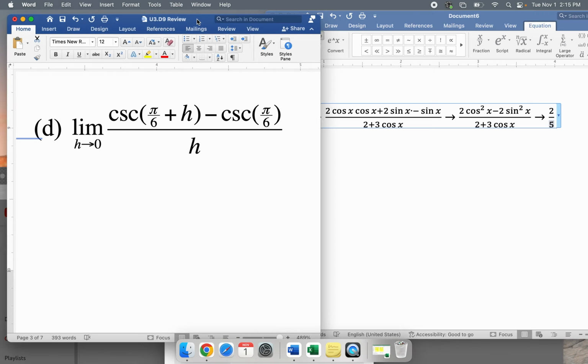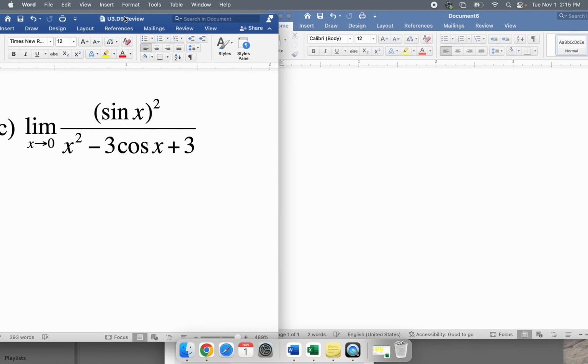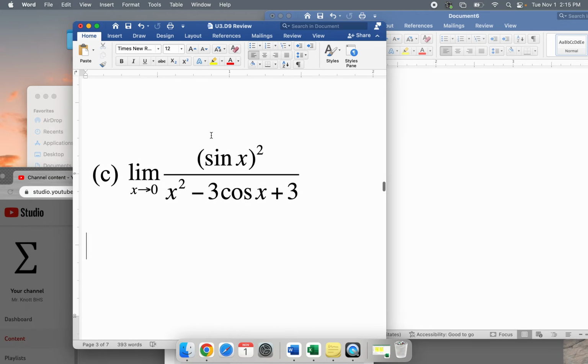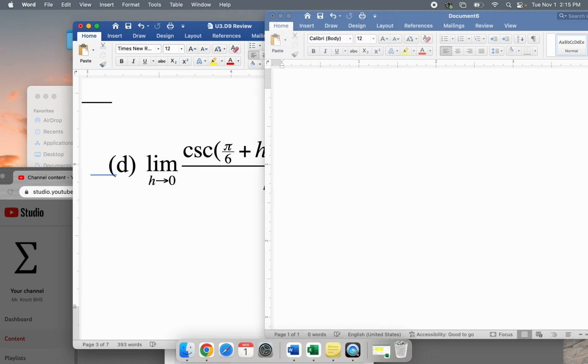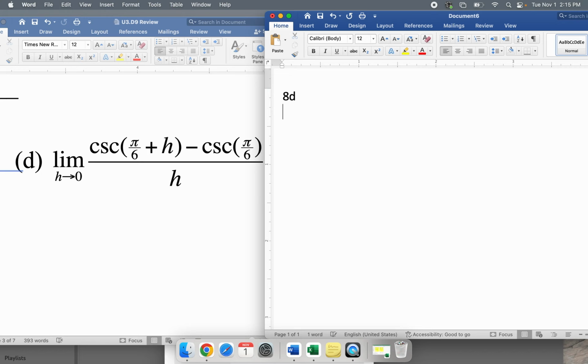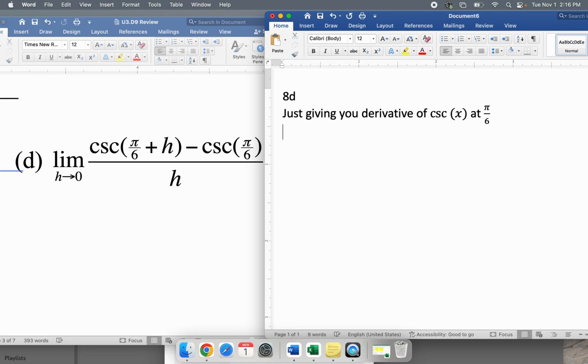So you could do L'Hopital on this, but you're better off just recognizing that this is actually just a derivative in disguise. That whole thing, what are we on? This is 8D. So 8D, you should just recognize that that's a derivative in disguise. That's actually just giving you the derivative of cosecant x at pi over 6. So take the derivative of cosecant x, plug in pi over 6.